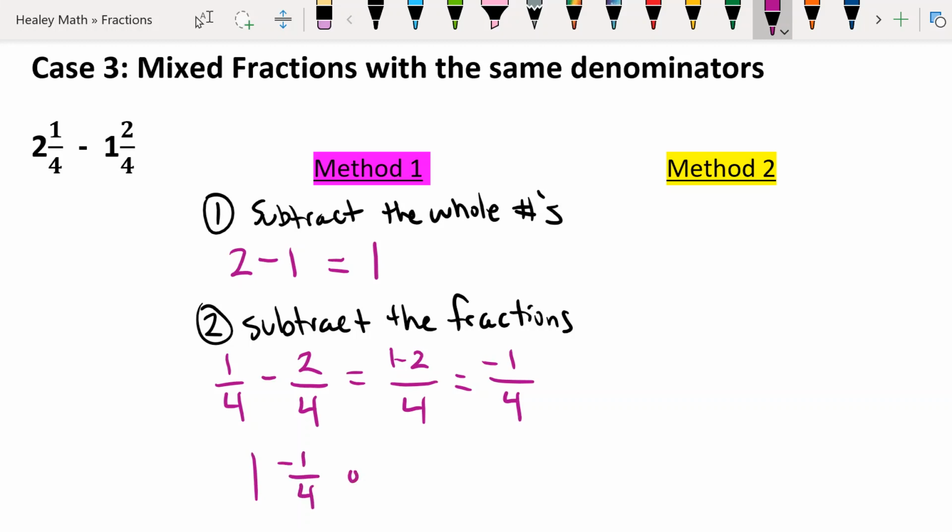This is the same as 1 subtract 1 over 4. And when we have 1, we can write it as a fraction over 1. And in order to subtract, I need to make the denominators the same. So if I multiply the numerator and the denominator by 4, our answer is 3 over 4.